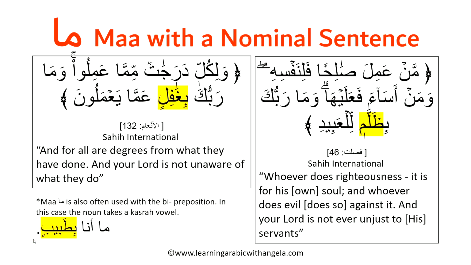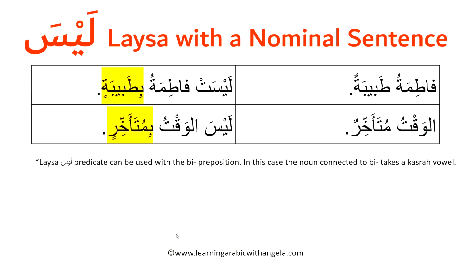ما أنا بطبيب, for example. I'm not a doctor. We can say ما أنا طبيب أو ما أنا بطبيب. ما أنا طبيبا أو ما أنا بطبيب. So it will take the kasra here because of the be preposition. فاطمة طبيبة, ليست فاطمة بطبيبة. الوقت متأخر, ليس الوقت بمتأخر. So as you can see, we can add the be preposition to the predicate. And of course, the noun will take the kasra vowel.